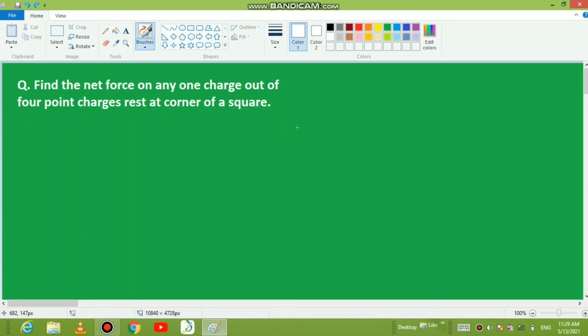Hello friends, our today's problem is to find the net force on any one charge out of 4 point charges at rest at the corners of a square. So let 4 charges 1, 2, 3 and 4. These 4 point charges are resting at the corners of a square. Let the side of the square be A.